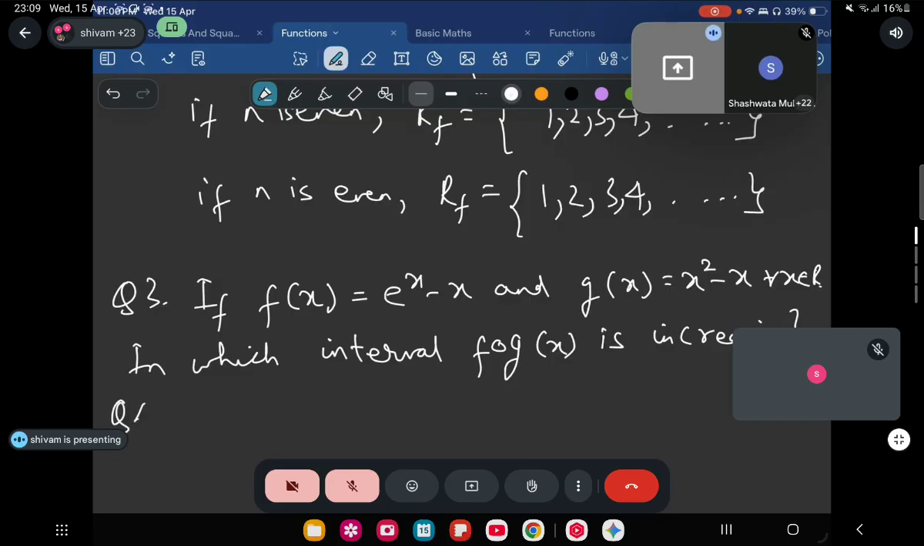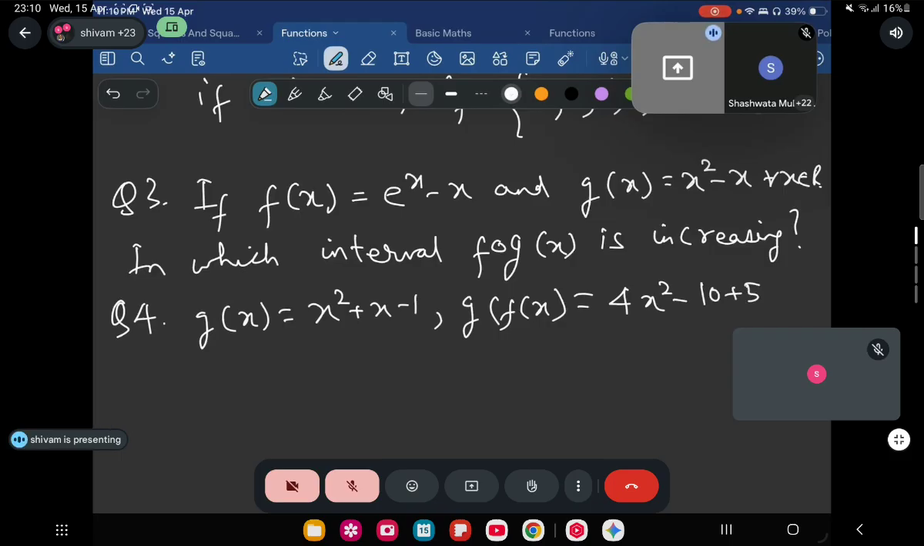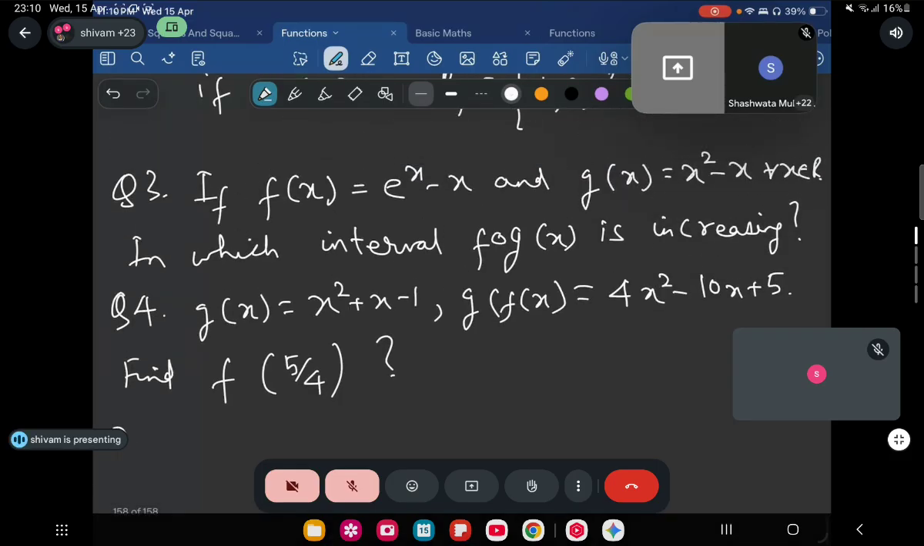Question number 4. g of x is equal to x square plus x minus 1. g of f of x is equal to 4x square minus 10x plus 5. Find f of 5 by 4. Solve.